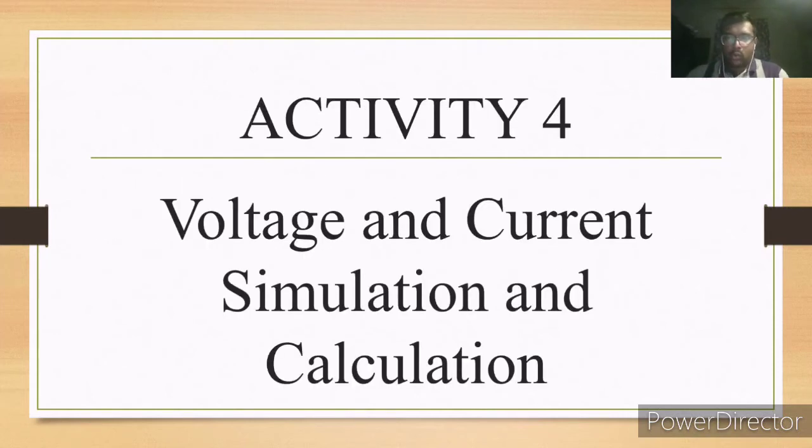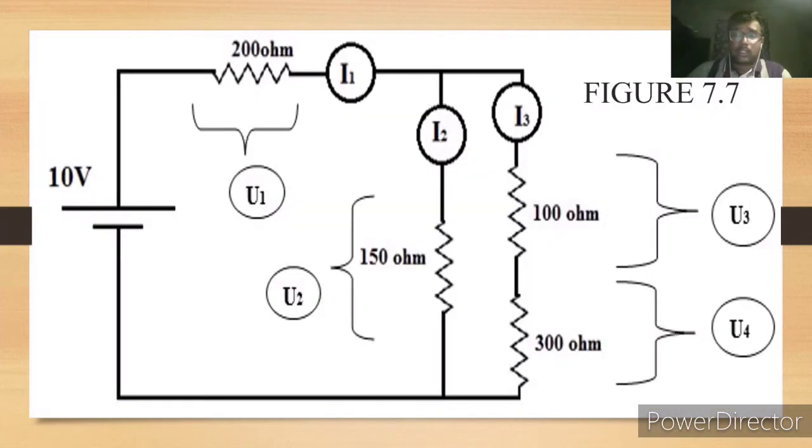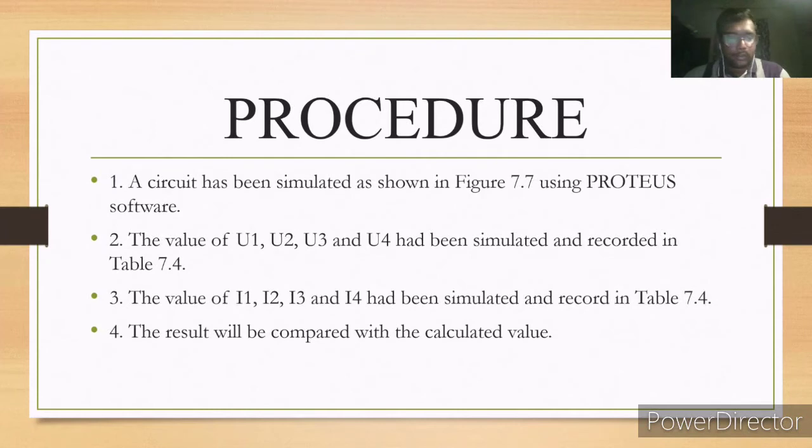So let's look into activity 4, which is voltage and current simulation and calculation. This is figure 7.7, the figure that we will use for simulation. Let's look into the procedure. A circuit has been simulated as shown in figure 7.7 using Proteus software. The values of U1, U2, U3 and U4 have been simulated and recorded in table 7.4. The values of I1, I2, I3 and I4 have been simulated and recorded in table 7.4. The result will be compared with the calculated value.